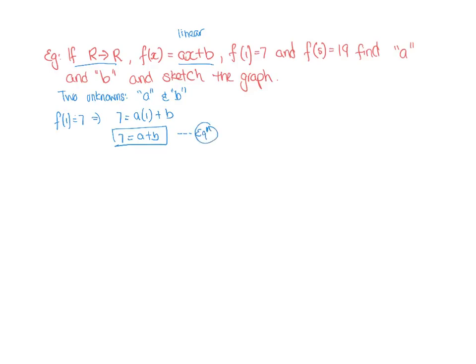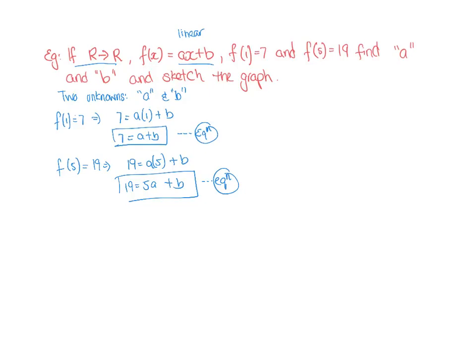Okay, and then I could use the other one, f of 5. They're telling me it equals 19. So I could write that out. Therefore 19 equals a times x, but x is 5, plus b. So I end up with 19 equals 5a plus b. And here I have equation 2, another equation.